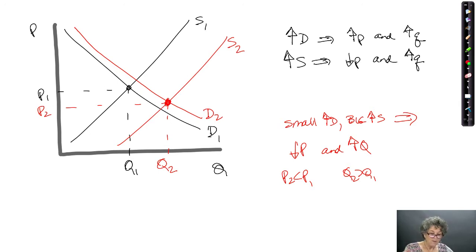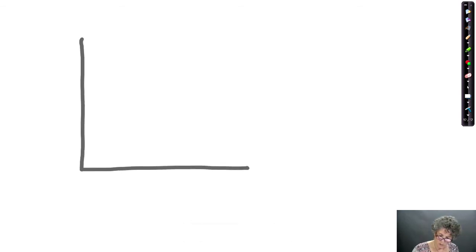So when you have a double shift, when both demand and supply shift, there will be an ambiguous effect. So in this case, I had both of these things going up, and the effect on quantity was clear, but the effect on price, the net effect on price, was ambiguous. If they both go down, the same, I'm still going to get a clear effect on quantity, but an ambiguous effect on price. And then the last possibility here is, let me do one more graph for you.